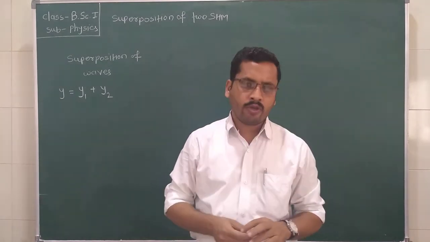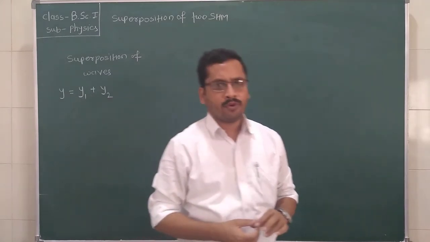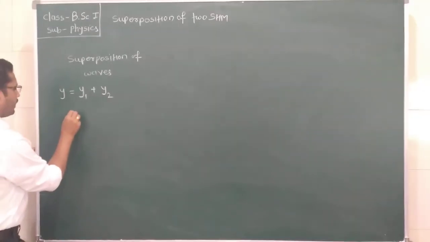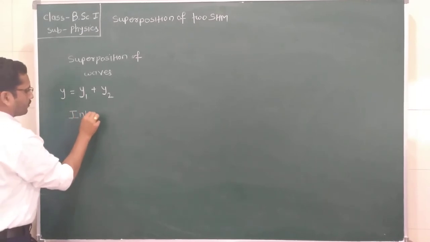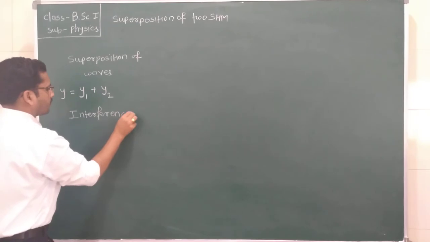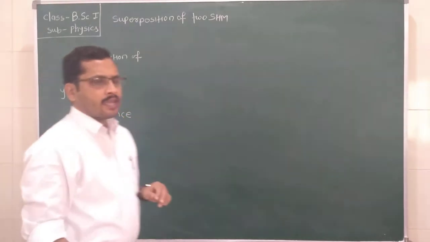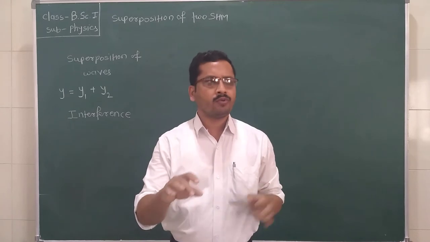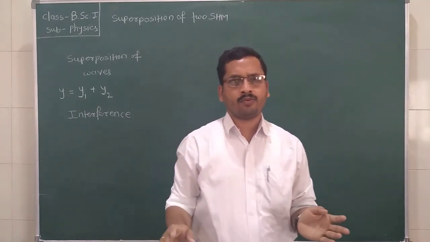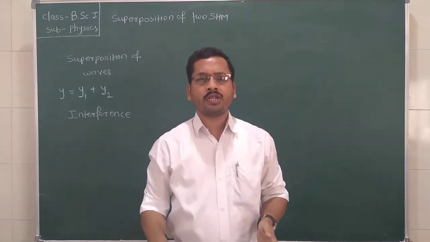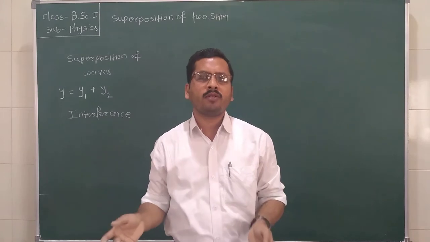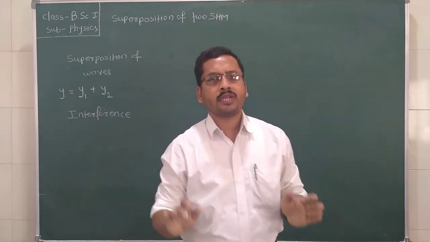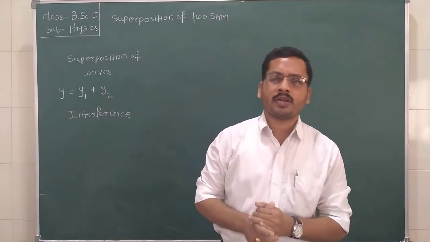Due to this superposition of waves, many phenomena are produced, and one of them is called interference. So what is interference? Due to the superposition of two waves or two simple harmonic motions, there is a modification or change in the displacement, and such a phenomenon is called the interference of simple harmonic motion.